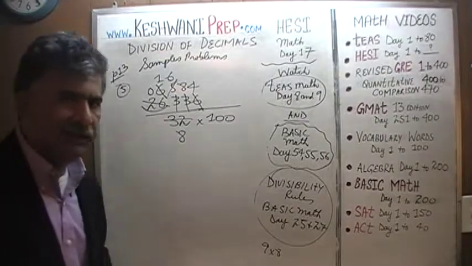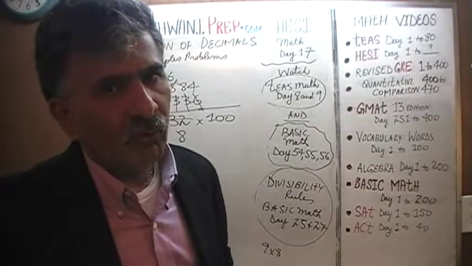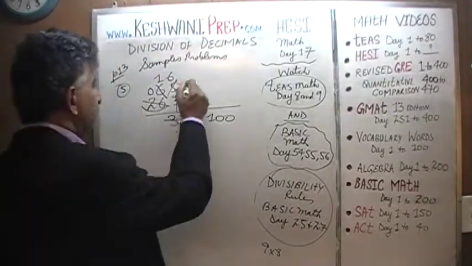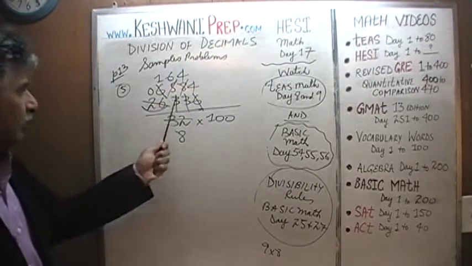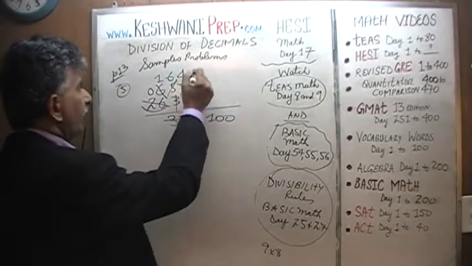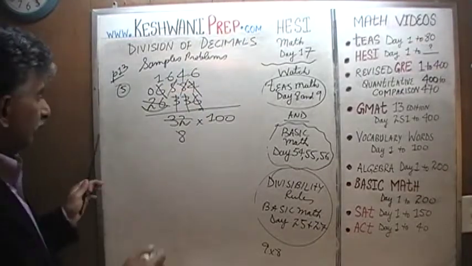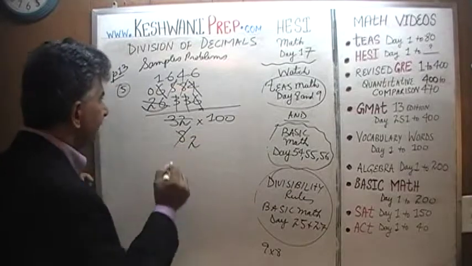How many 4s does 18 have? 18 has 4 4s. 4 4s are 16. The remaining 2 goes and joins the 4 and becomes 24 again. And 24 has 6 4s. Since we divided the top by 4, we must divide the bottom by 4. If you divide 8 by 4, it becomes 2.